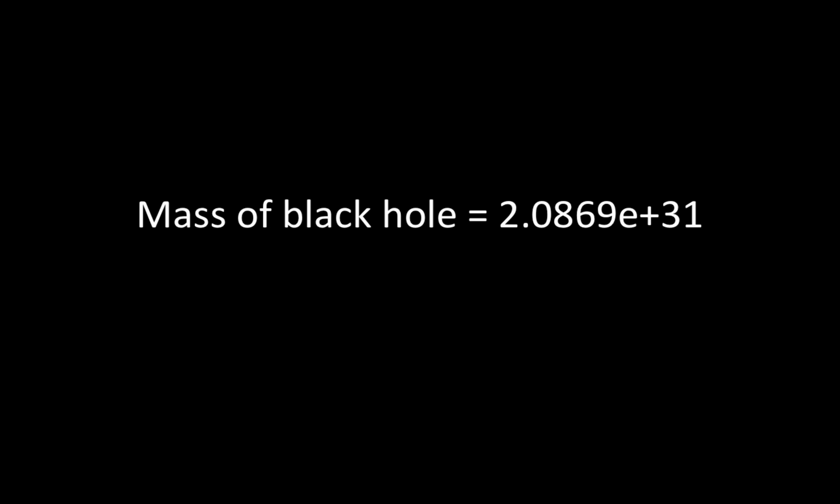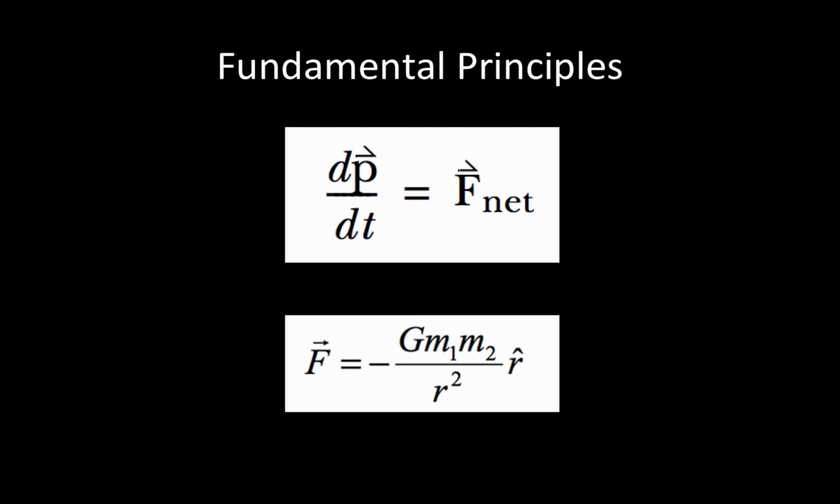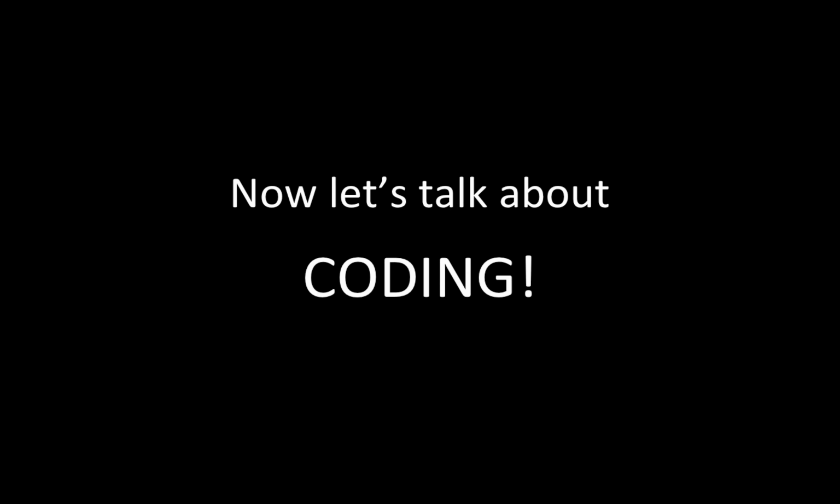There are a few principles that pertain to this lab, including the momentum principle, which is dp/dt equals the net force, which also means the change of momentum over the change in time. Also, Newton's law of gravitation, where the force of gravity equals negative G, the gravitational constant valued at 6.67 × 10^-11 N·m²/kg², times the mass of object 1, in our case the star, times the mass of object 2, the black hole, divided by the radius squared, times r hat. Next, we have to set up the code.